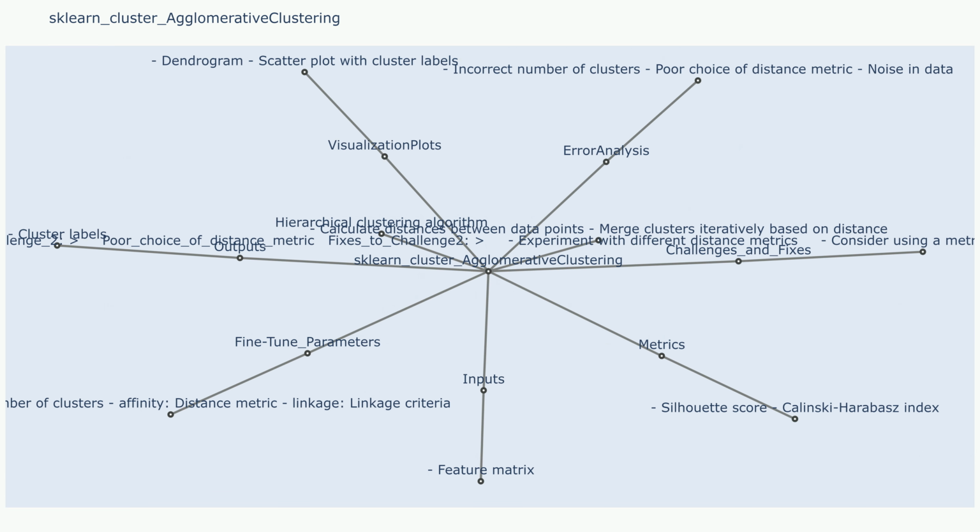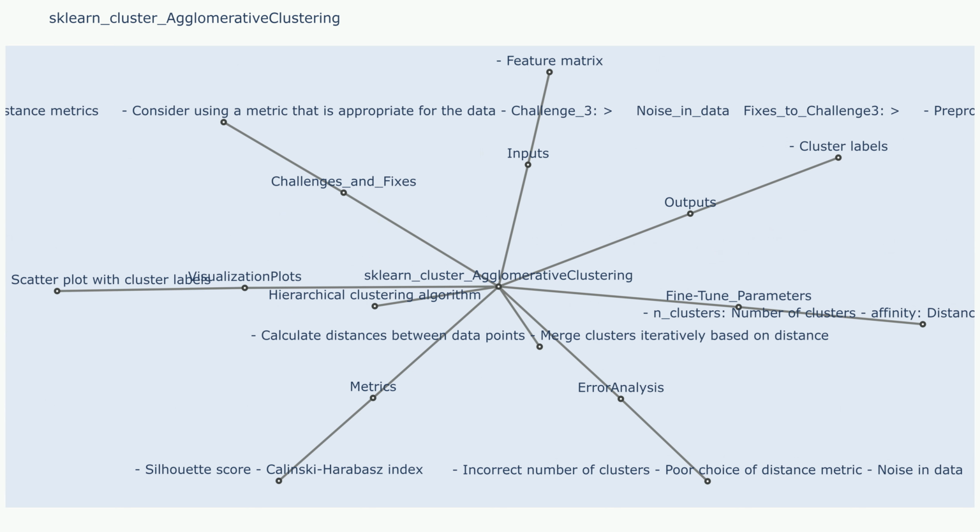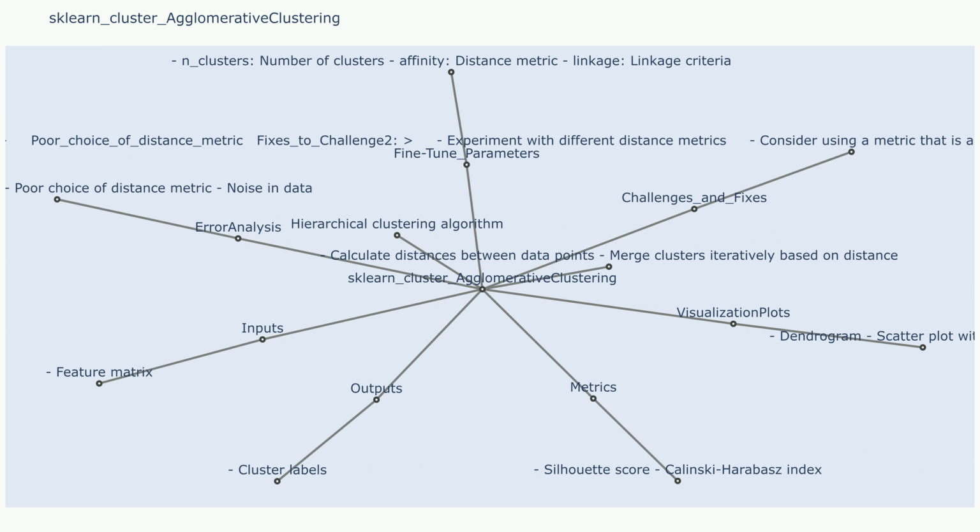Fine-tune parameters: n_clusters controls the number of clusters to find. Affinity allows choosing the distance metric to use for clustering. Linkage specifies the criterion used to merge clusters. Uncertainty methods: bootstrapping can be used to estimate the uncertainty in the cluster assignments.